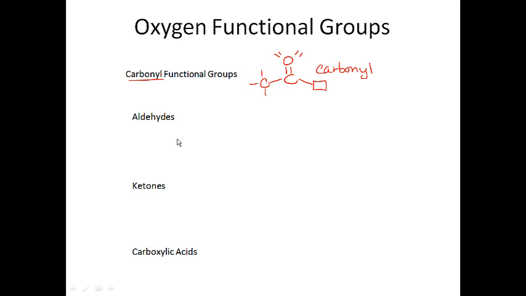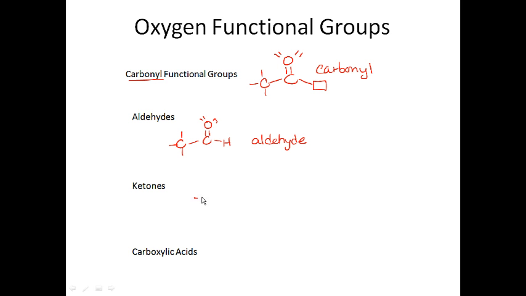If you took that C double bond O group and you added a hydrogen to the other side, so one's carbon, one's hydrogen, that's what's called an aldehyde. And aldehyde functional groups, usually the aldehydes tend to have very distinctive odors, and many aldehydes are used as ingredients in perfumes and colognes and other molecules that are used for scents and fragrances.